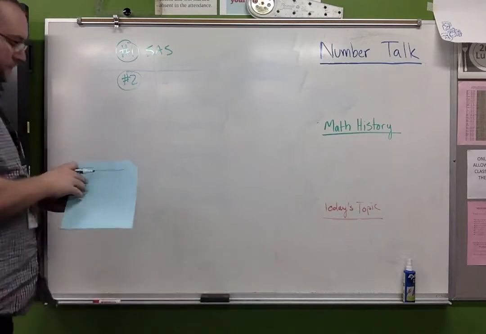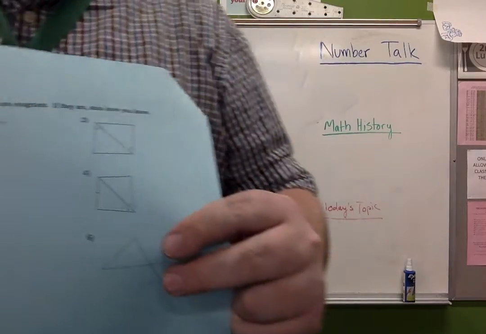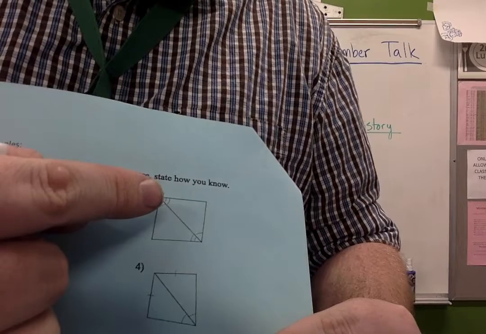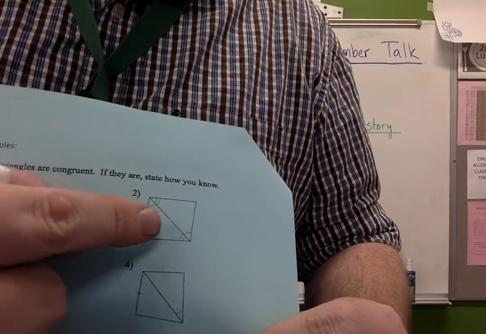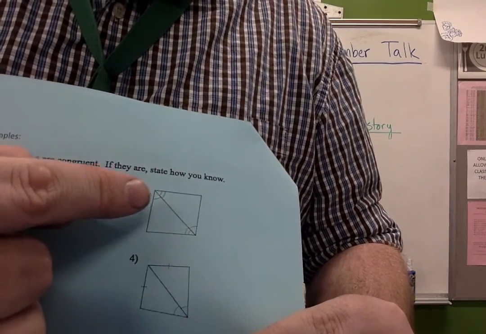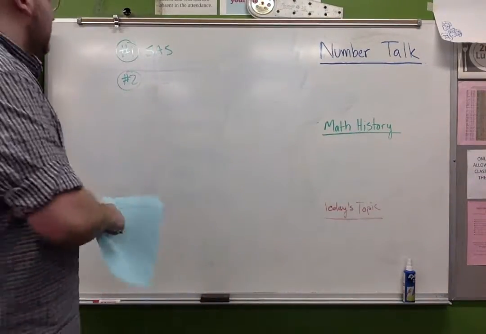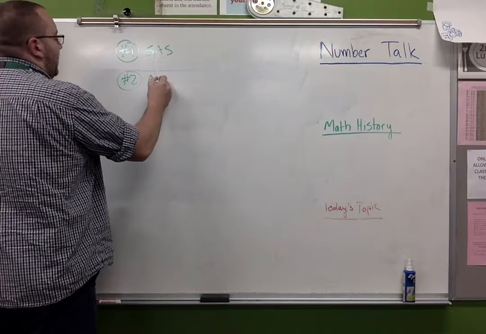Okay, let's look at the second one. Well, this angle is congruent with this one. This angle is congruent with this one. And look, this side is congruent to itself by a reflexive property. So we have an angle, side, and an angle. So these two triangles are congruent by angle, side, angle.